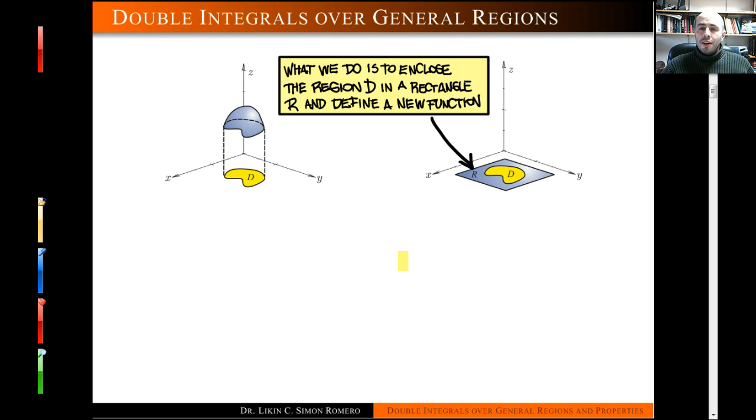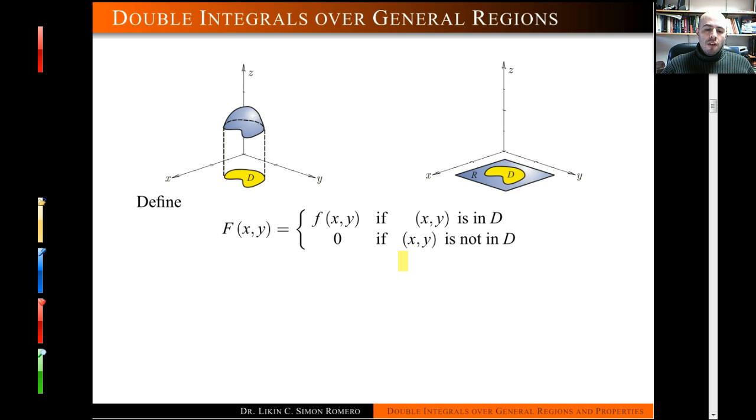So once we have the rectangle that encloses the region, we're going to define a new function. The function is going to be as follows. Capital F of x, y is going to be the same as the function f if the point is in the region and 0 if the point is not. So the graph of the function is going to look something like this.